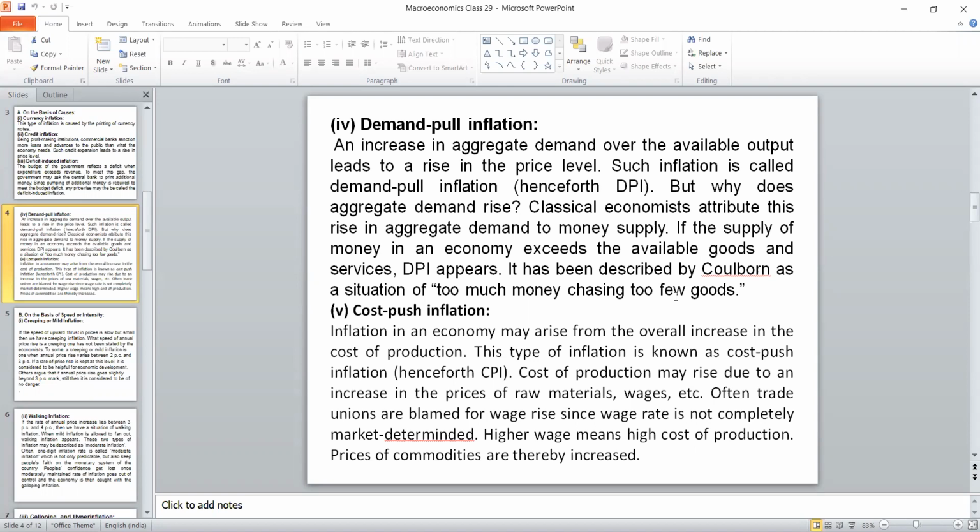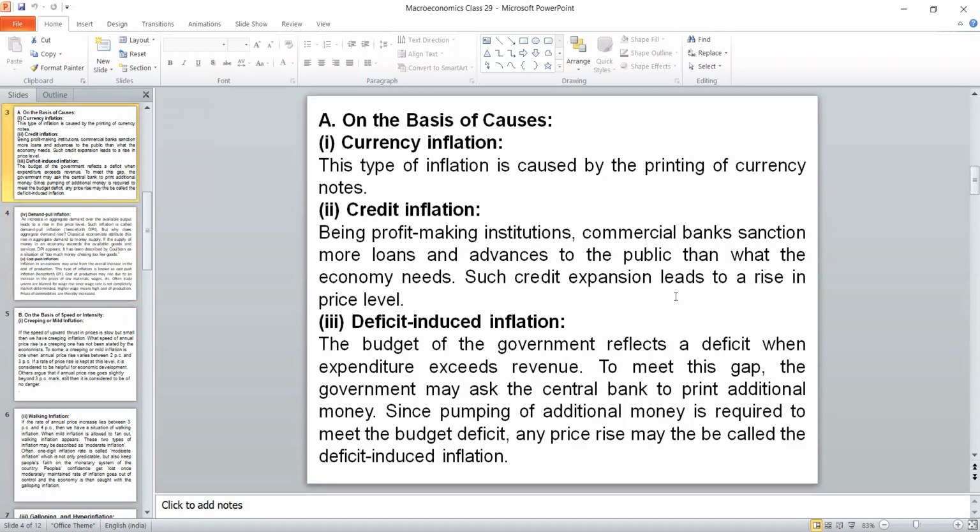When the public is demanding more, definitely demand is more. Because of that, there is a higher price level. That type of inflation we used to call demand pull. The raw material, labor, and overhead costs, and other government taxes, all these things, because of that, the cost of production is increasing. Because of that cost of production, when the price is fixed at a higher level, then it is called cost push inflation. So there are 5 types of inflation based on the causes.